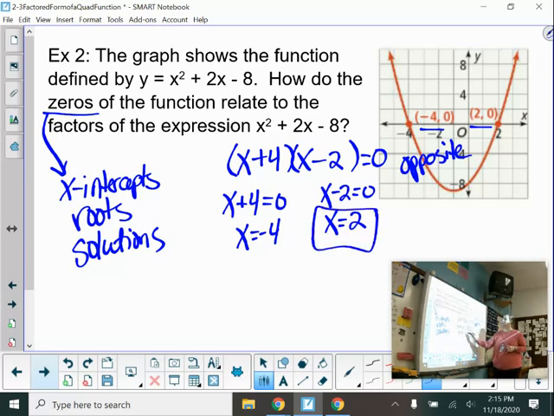That would be the solutions or the roots or the zeros to the problem. And that's the whole reason why factoring is important to quadratics. It allows us to find the x-intercepts if they are real.